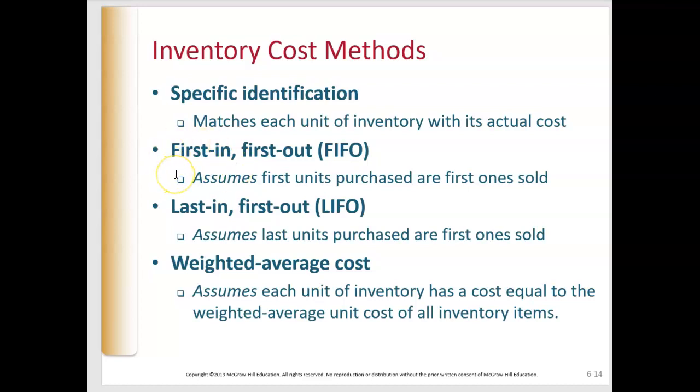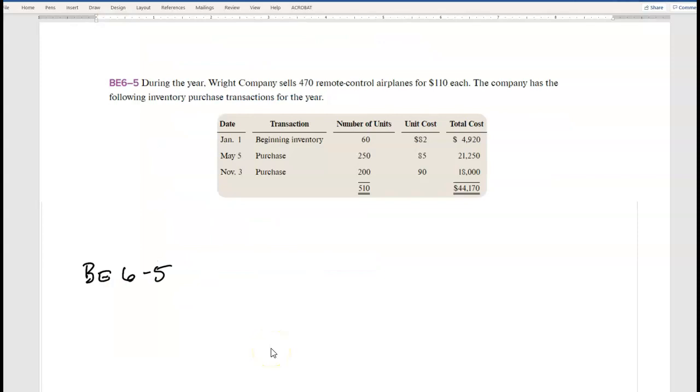So first in, first out assumes that the first units I purchased are the first ones sold. Last in, first out assumes the last units I purchased are the first ones sold. And a weighted average just takes a weighted average cost of all the inventory items. So I want to work through a few examples, but I wanted to give you some background first.